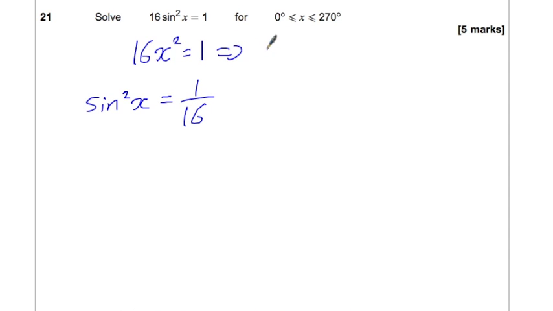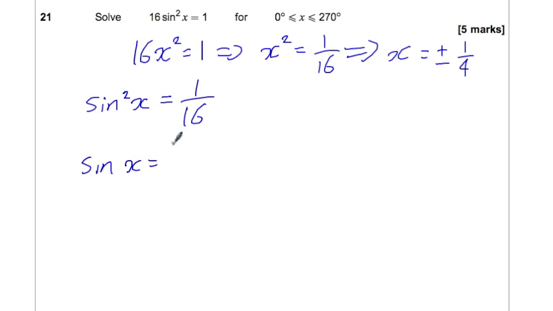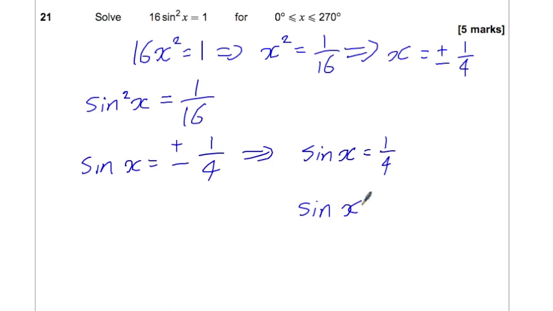So if we were doing this one, we'd say x squared equals a 16th. And then we'd square root, but when we're square rooting, we need to make sure we're doing plus or minus. So x would be plus or minus a quarter. So in this case, sine x would also be plus or minus a quarter. So we've got 2 equations to solve. Sine x equals a quarter, or sine x equals minus a quarter. We've got to solve it between 0 and 270.